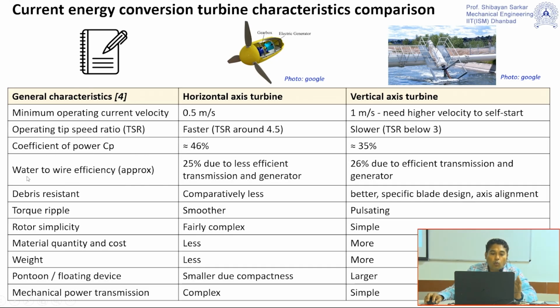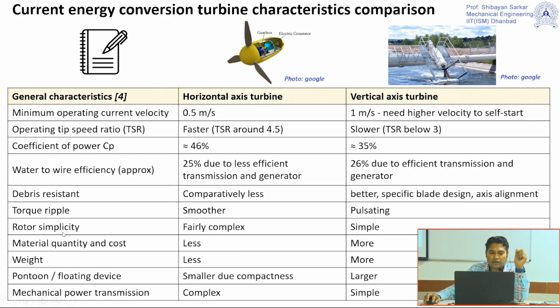Now, water to wire efficiency, that means water energy is available, I am converting it into mechanical energy through the turbine, and then it will be converted from mechanical energy to electrical energy through the generator. So ultimately the total overall conversion capacity is around 25%, both are the same.